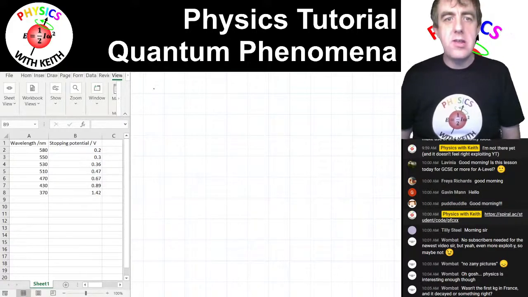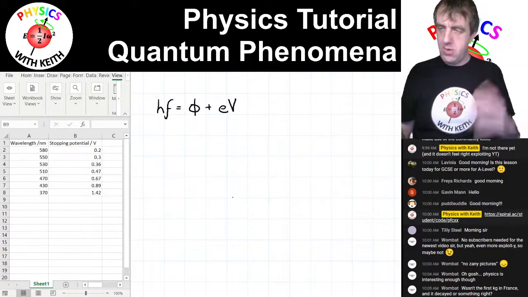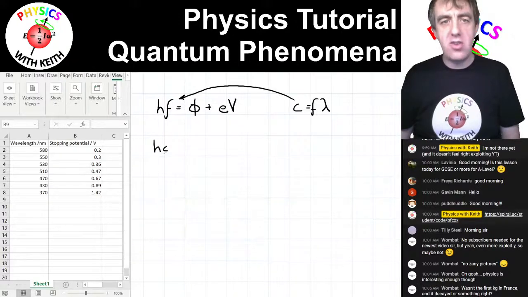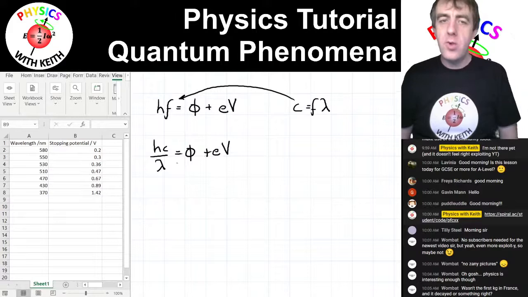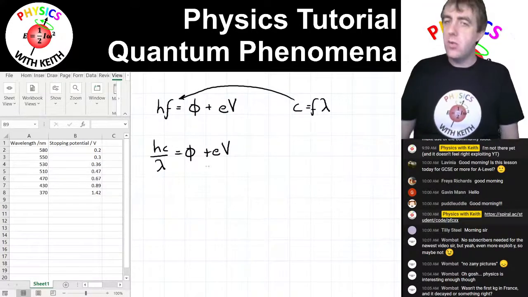So what I've got here is the equation we had before. Energy of the photon equals the work function plus the stopping potential. Okay, fine. So the energy of the photon equals hf. If I substitute c equals f lambda into there, I end up with hc over lambda equals phi plus eV. What I want to do is get a variable equals a constant times a variable plus a constant. I want to get this in the form y equals mx plus c.